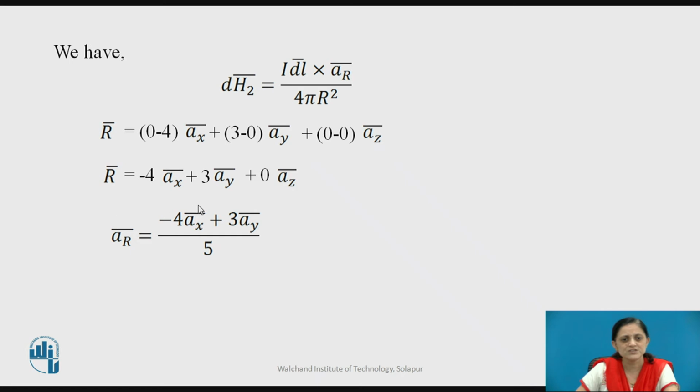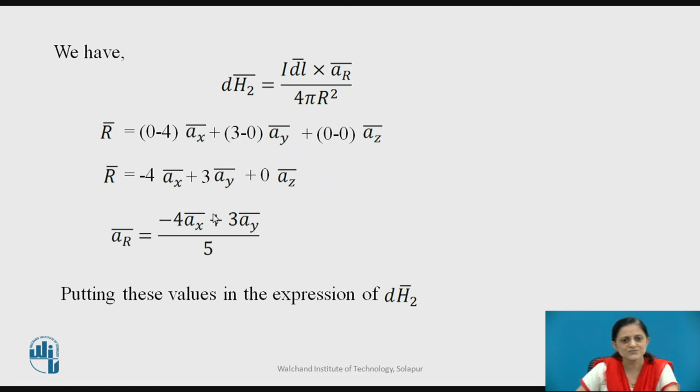Now find out the equation for the unit vector. The unit vector is defined as the given vector upon its magnitude. So you are getting the equation of a bar r is equal to, the vector is minus 4 a bar x plus 3 a bar y upon the magnitude of this vector, which is under root of 4 square plus 3 square. So you are getting under root of 25, therefore this is equal to 5. So a bar r becomes equal to minus 4 a bar x plus 3 a bar y upon 5.